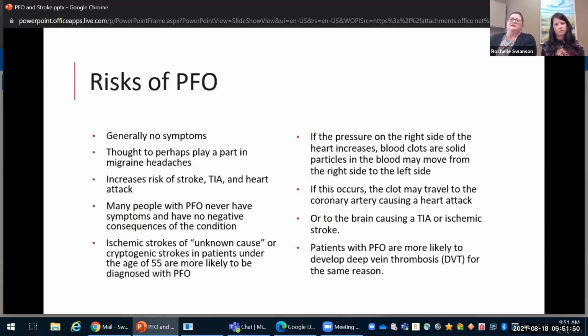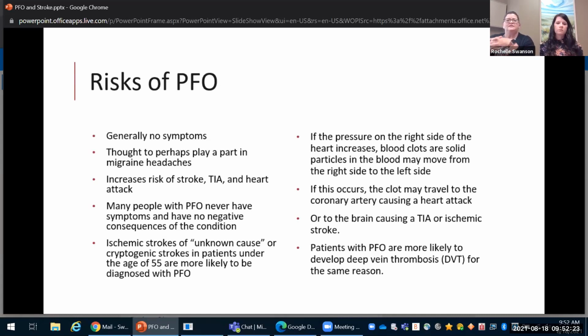So what are the risks of PFO? Generally, you don't have any symptoms. There is some thought that maybe it plays a part in migraine headaches. I couldn't find anything that conclusively said, yes, if you have a PFO and migraine headaches, that's the link to it. But there is thought that maybe it is part of that process. There is an increased risk of stroke, transient ischemic attack, and heart attacks, as well as DVTs. However, most people with PFO never have any symptoms, never have any negative consequences of the condition.